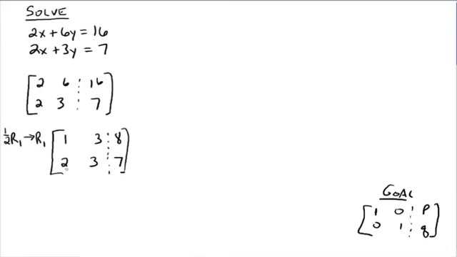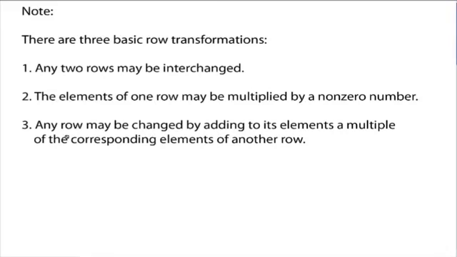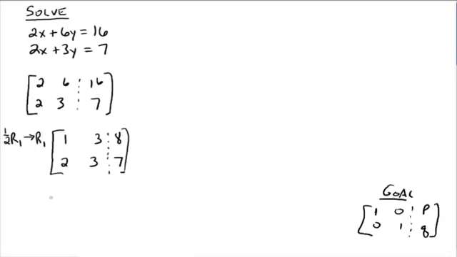Alright, so our goal right now is to make this 2 a 0 using the 1 that we just got. This is where that third operation comes into play. Any row may be changed by adding to its elements a multiple of the corresponding elements of another row. Okay, so here's what we're going to do. How can we use this 1 to make this 2 a 0? And the plan is you want to multiply this 1 by something so that when you add it to the 2, it goes to 0. Well, everybody agrees that's a negative 2, right?